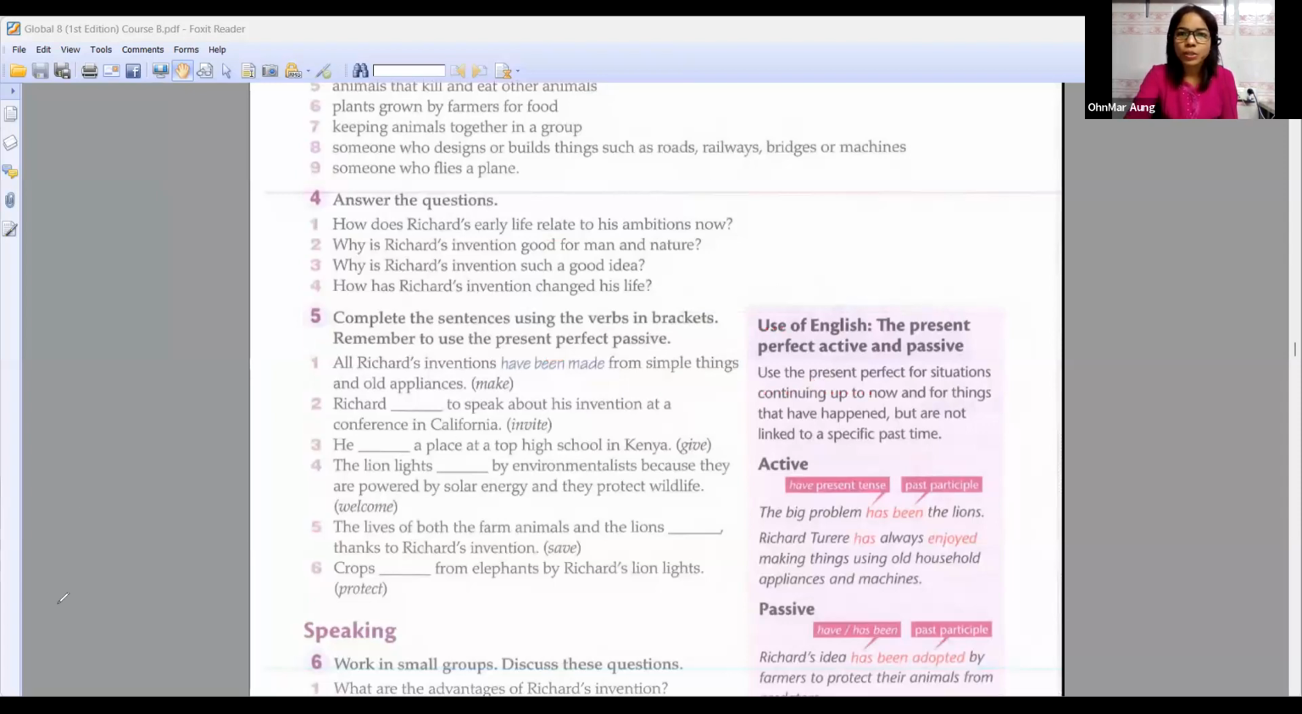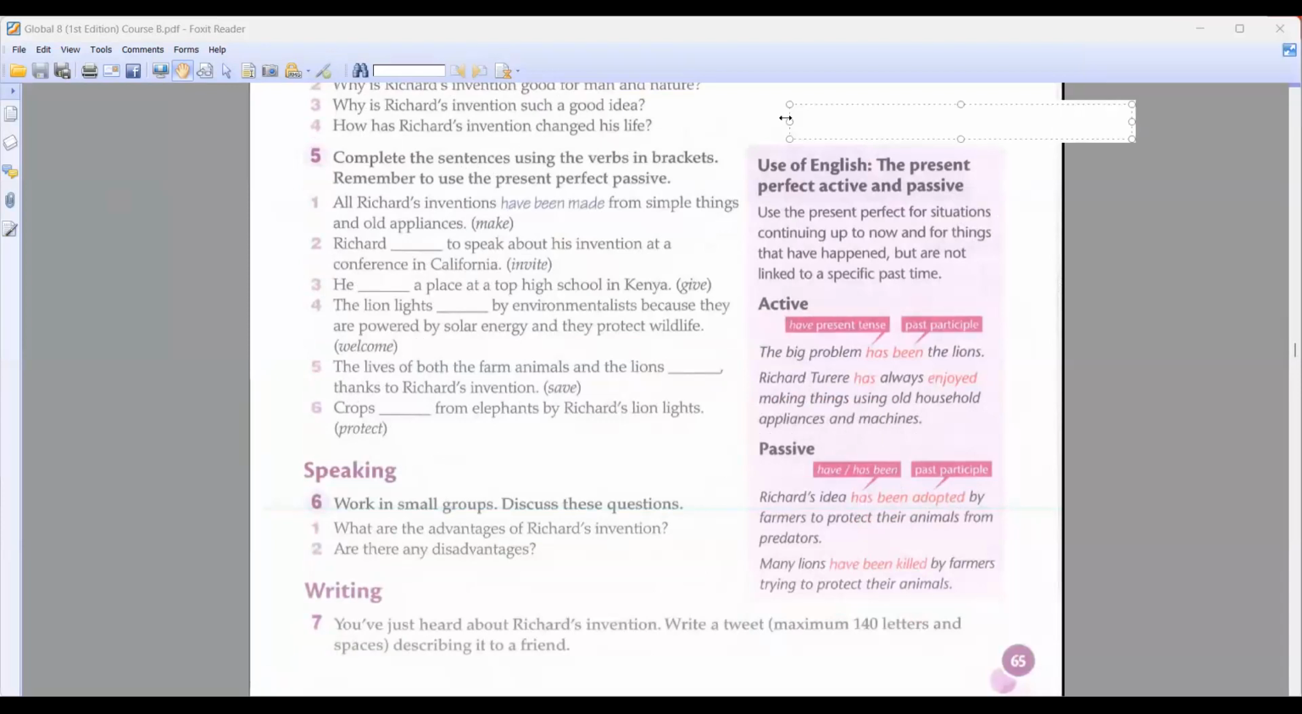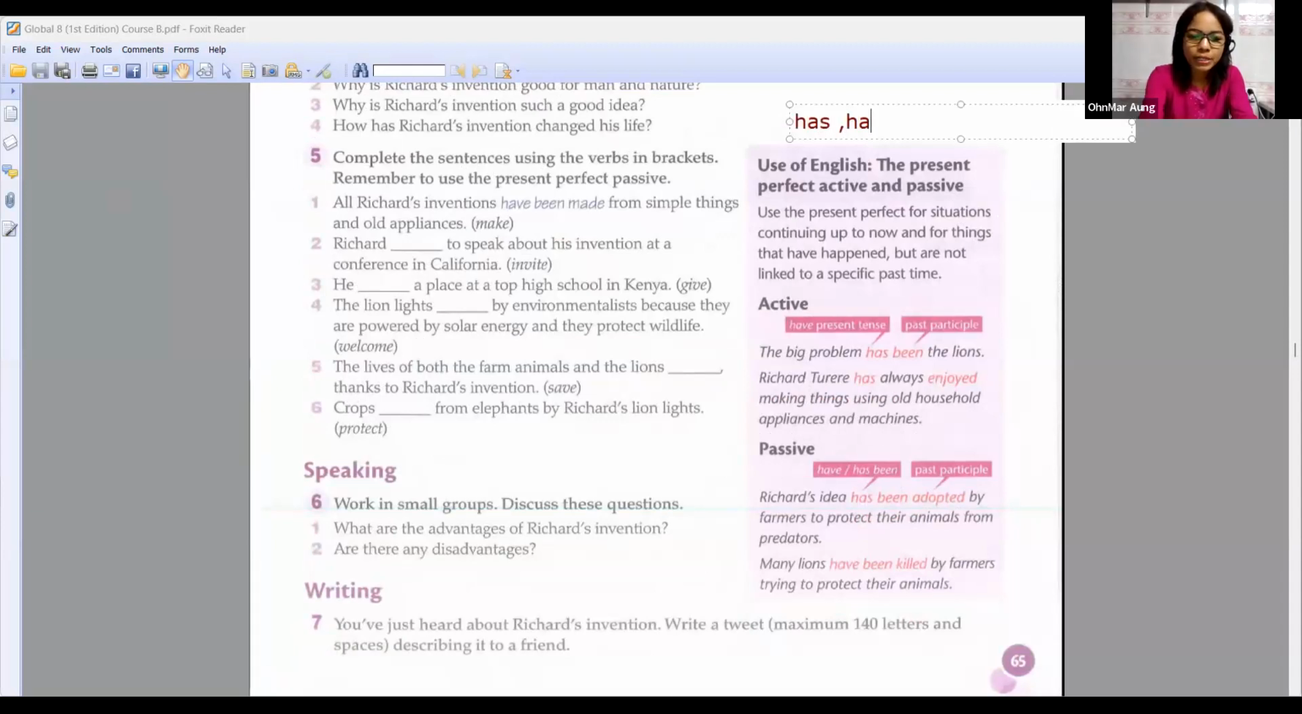Let's see. Use of English, the present perfect, active and passive. First of all, I want to discuss present perfect. The form of present perfect? Yes. Has, have, plus, verb 3. You must understand like that. Present perfect is has, have, plus, verb 3.